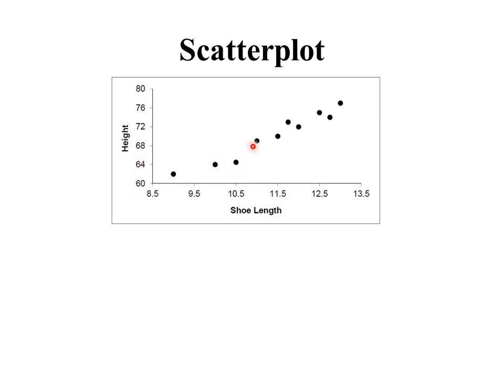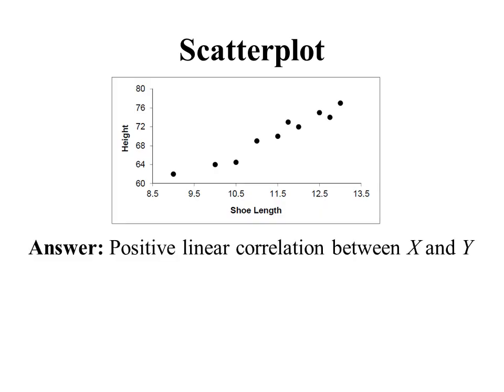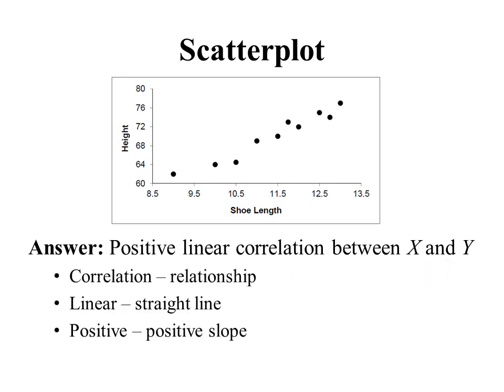So as shoe length increases, height also increases. Also note that these dots form kind of a straight line. Not a perfect straight line, but kind of a straight line. And so the answer to our question is there is a positive linear correlation between our variables x and y. Now let's parse this out a little bit here. The word correlation is just a fancy term for relationship. Linear means straight line, and positive means that the line slopes up from left to right, or has a positive slope.